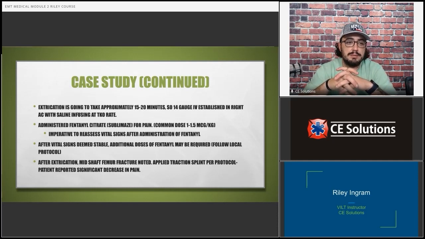After vital signs are deemed stable, additional doses of fentanyl may be required. We're going to be following local protocol at that point. Depending on where you're at, it's going to depend on how that treatment plan goes. For instance, where I'm at, we will start with fentanyl or morphine, and then once we get you loaded up and we get you packaged, we have IV Tylenol or IV acetaminophen.